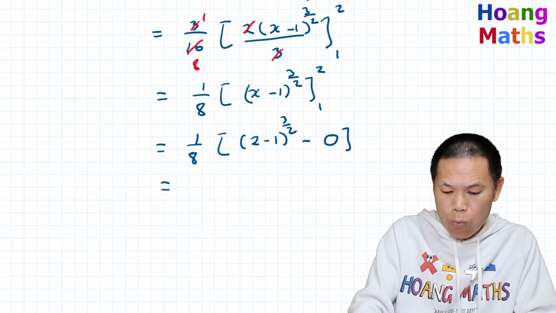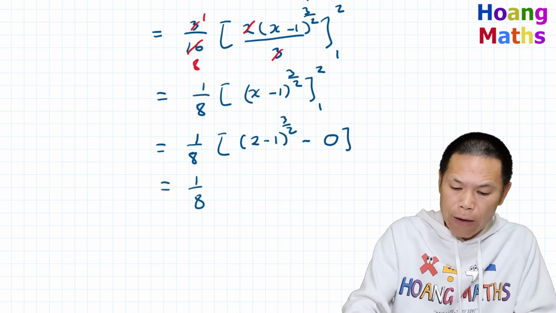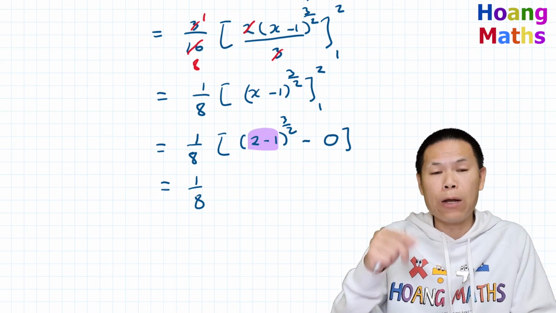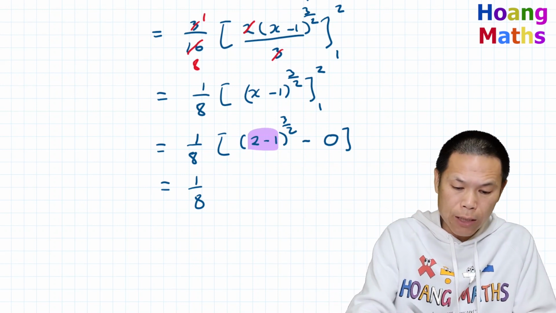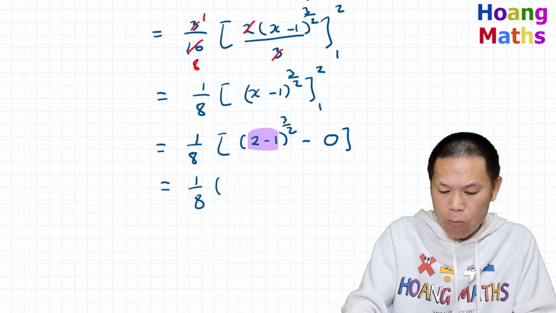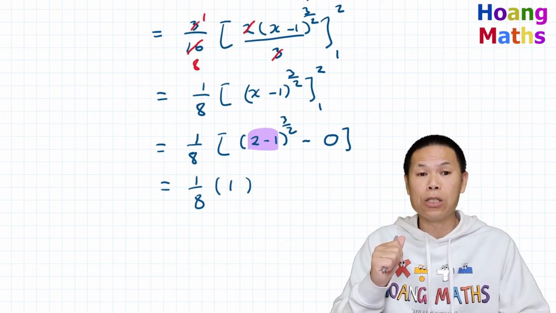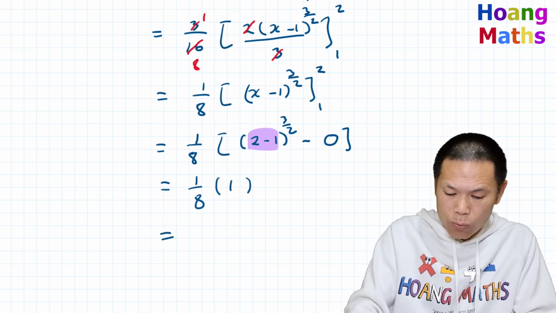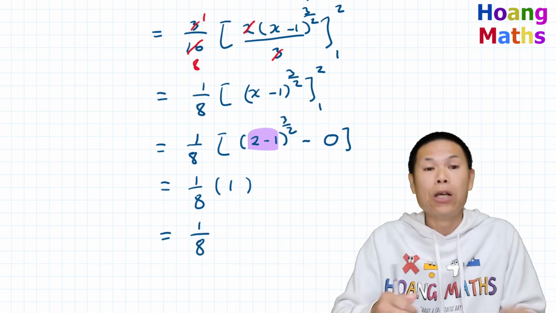So that will give me 1 over 8. And we have 2 minus 1 is 1. And 1 power of any number still gives me 1. And that will give me 1. Okay, because 1 minus 0 is 1 as well. So the answer is 1 over 8. So there you go.